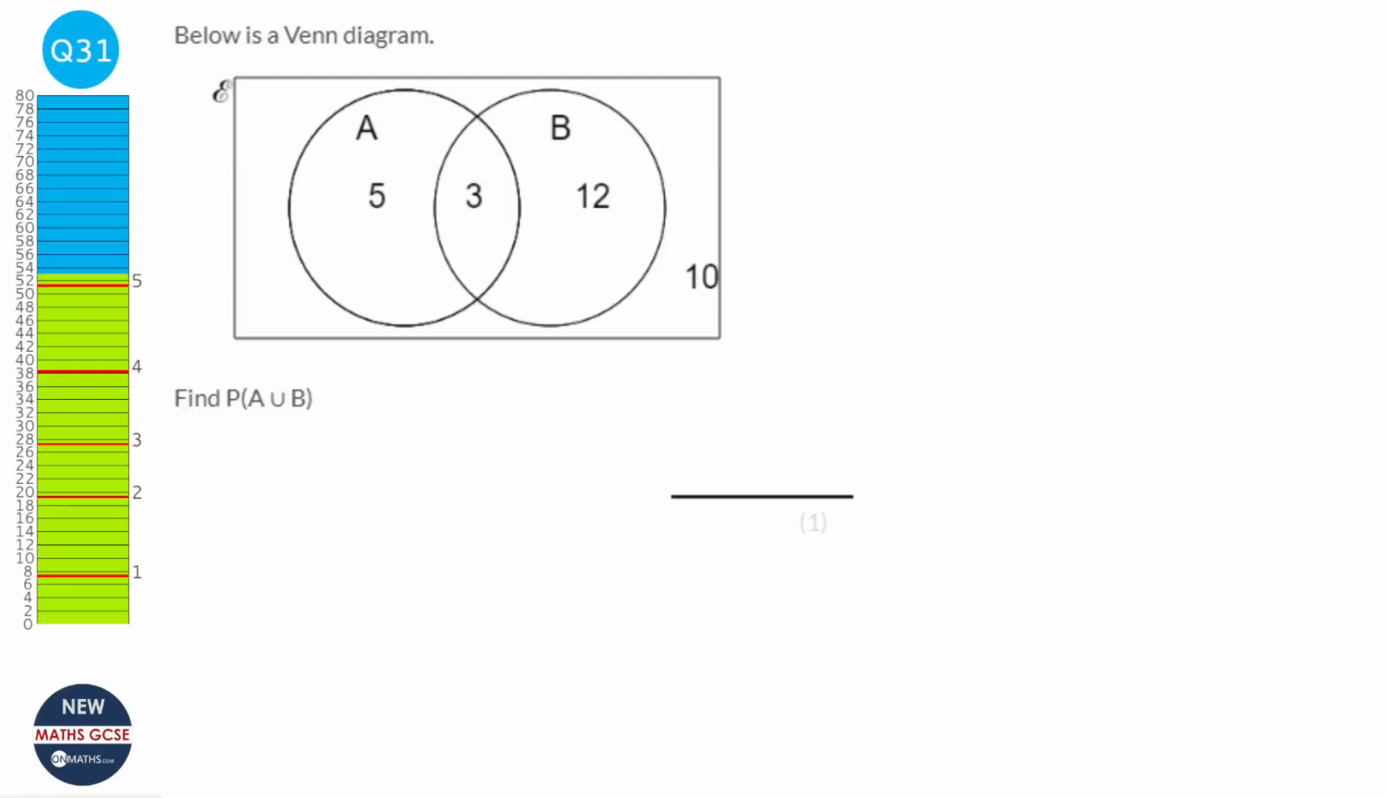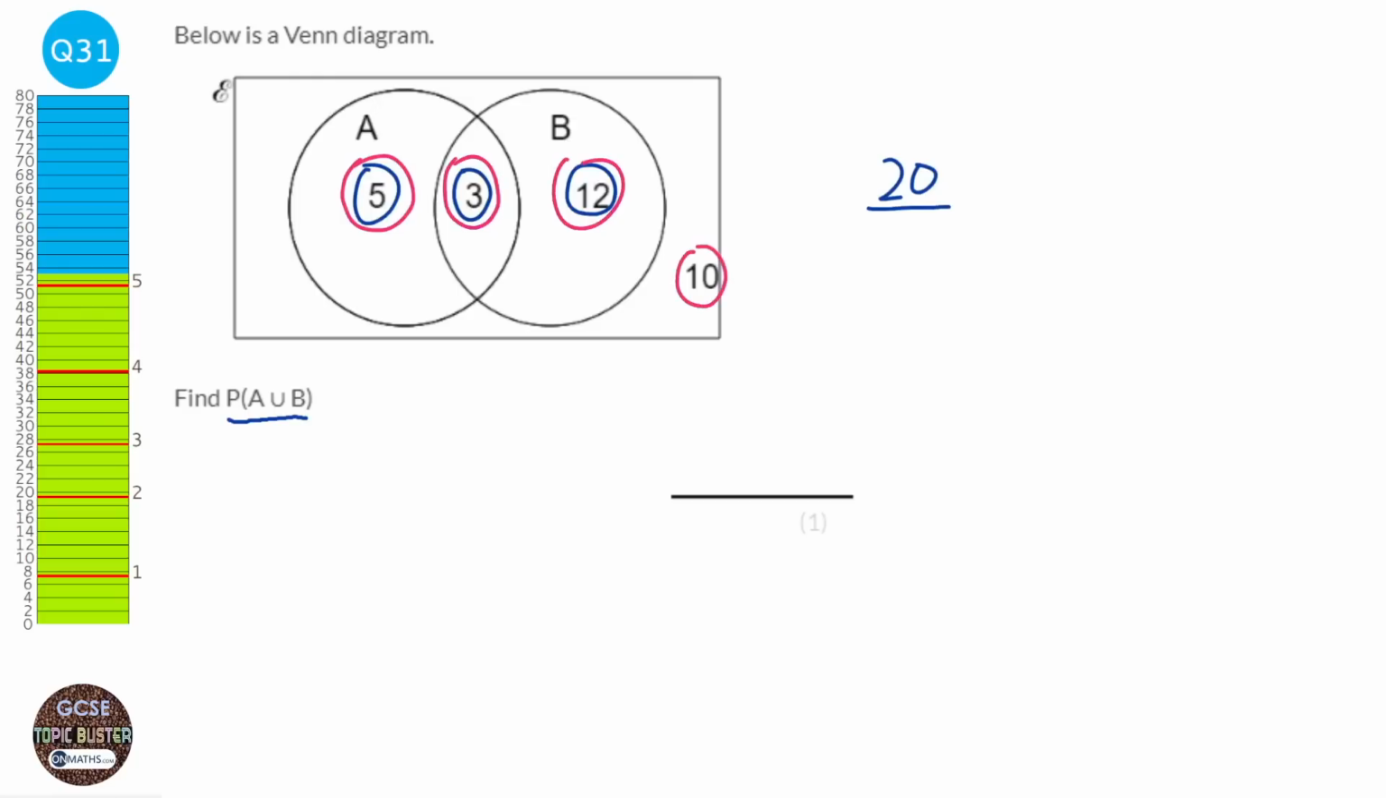So this says, find the probability of A or B. Now A or B means it can be in A, it can be in B, or it can be in both. So we add the 5, the 3 and the 12 together, and that gives us 20, and put that over the total amount. So that is these three added together, which is 20, plus the one outside here, which is 30. 20 over 30 is the same as 2 over 3.